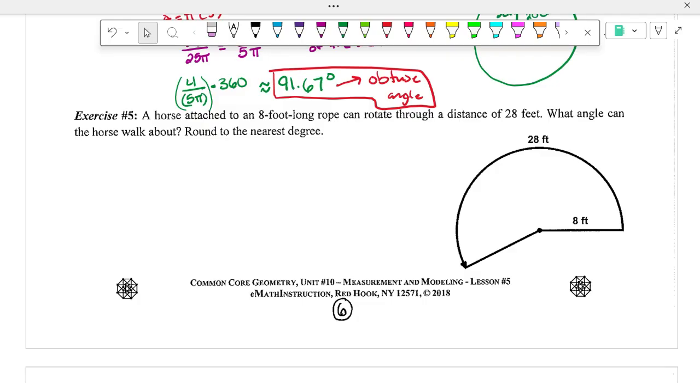And we know what the arc length is, which is 28. So how much of 16 pi is 28? So do 28 divided by 16. You need that fraction. And then multiply by 360. That gives 7/4 pi, and now multiply that by 360.